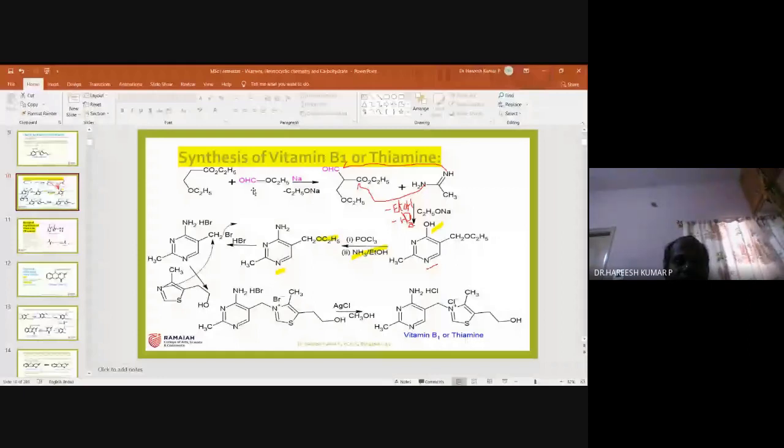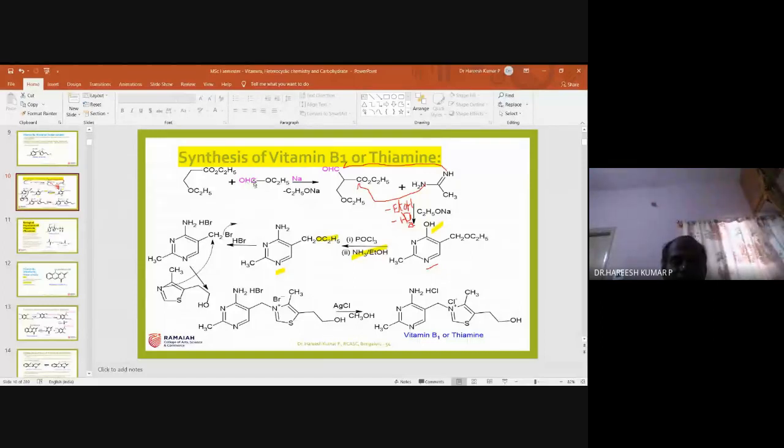And what happens when these two are treated with a base? The base may be sodium in alcohol. Sodium abstracts a proton, the proton present on this carbon. Why is the proton abstracted from this carbon? Because this carbon is attached to an electron deficient carbon. That is the reason it abstracts a proton, forming an anion. Once the anion is formed, that anion attacks this carbon, and this goes out as sodium ethoxide. There will be a new bond formation between this carbon and this CHO.